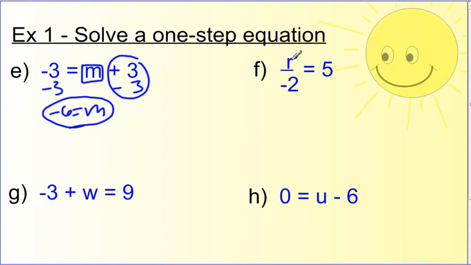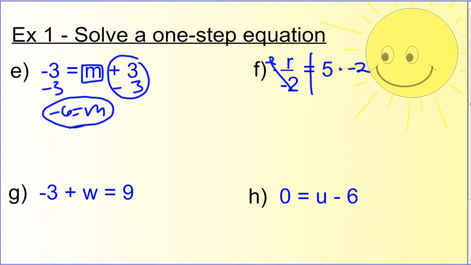Letter F. My variable is being divided by negative 2. The opposite of dividing by negative 2 is to times by negative 2 on both sides. I don't think I mentioned that. You do always have to do everything on both sides. So here I'm timesing by negative 2 on one side of the equal sign, and you times by negative 2 on the other. Minus 3 on one side, minus 3 on the other.